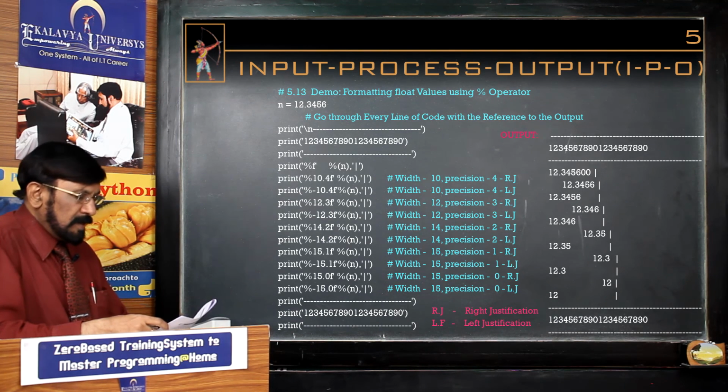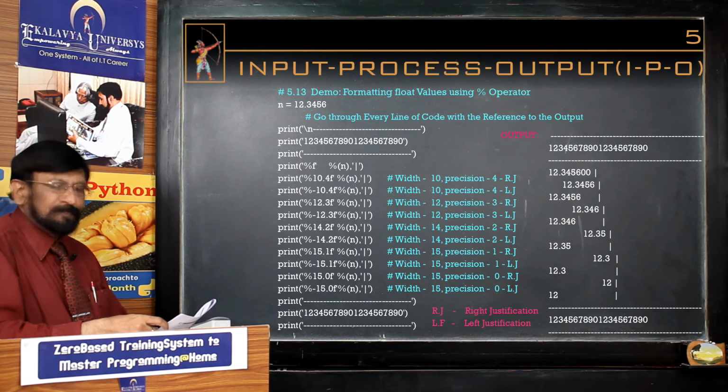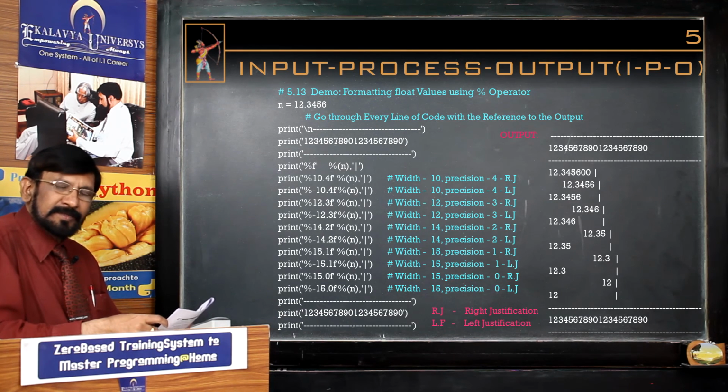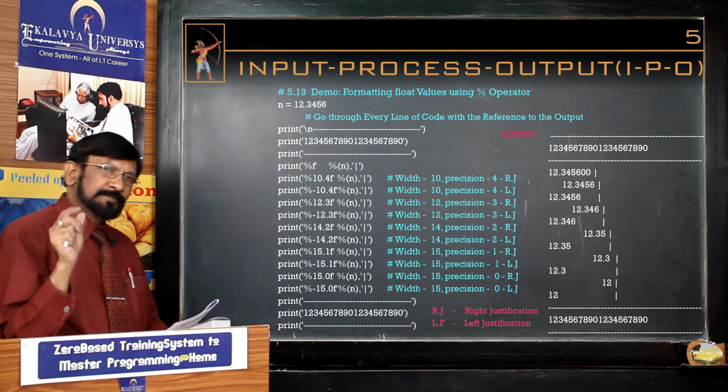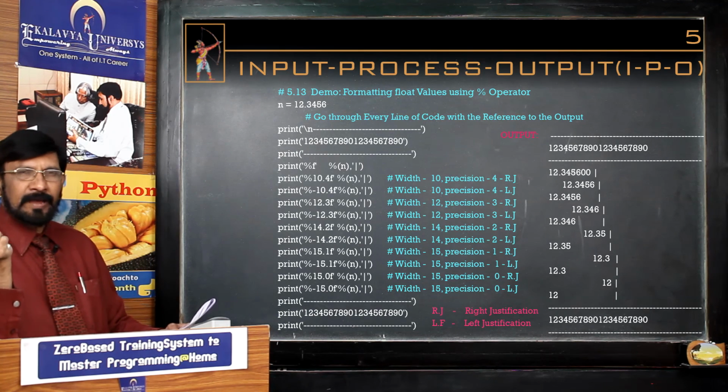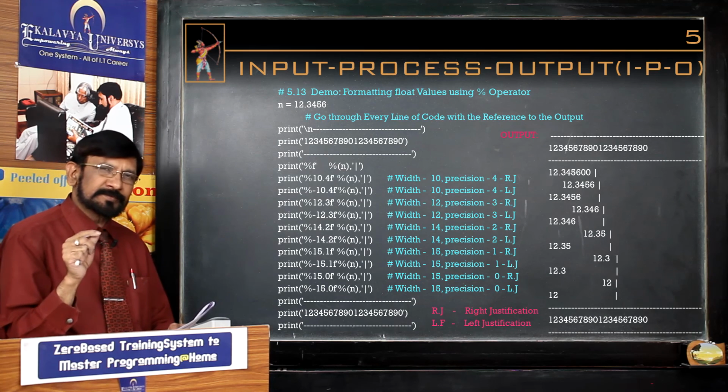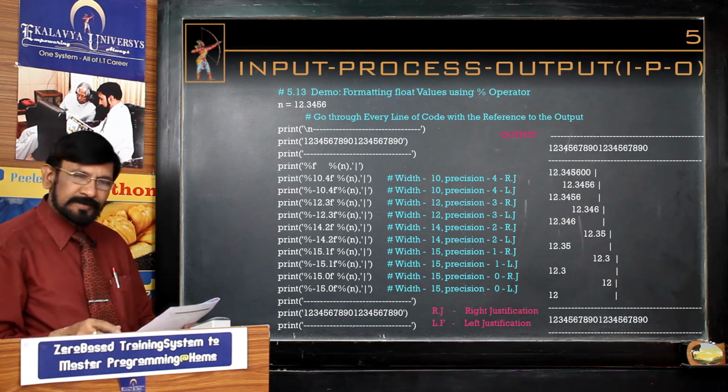Thereafter 015, actually here also right justification only. 12 is printed on the right hand side, and remaining 13 spaces are filled with zeros, leading zeros.